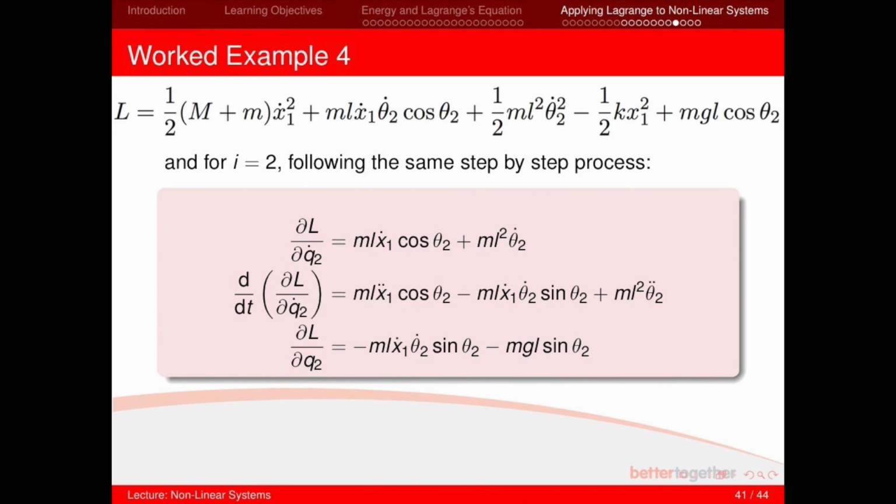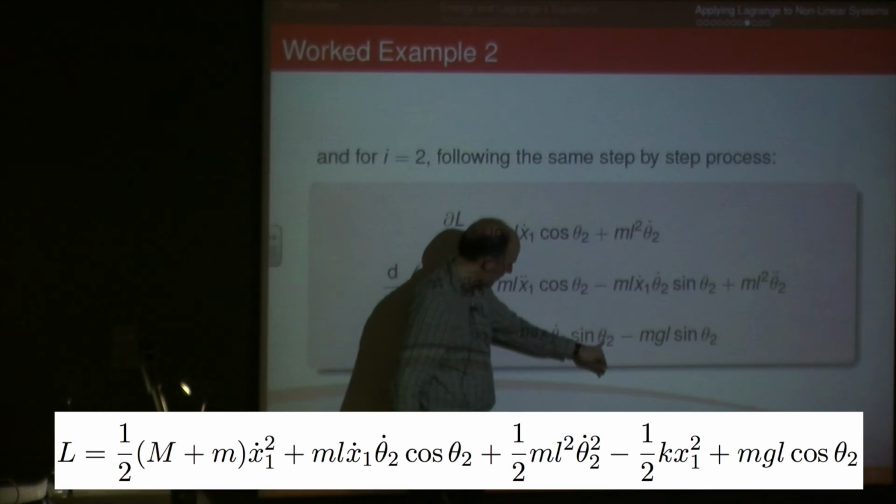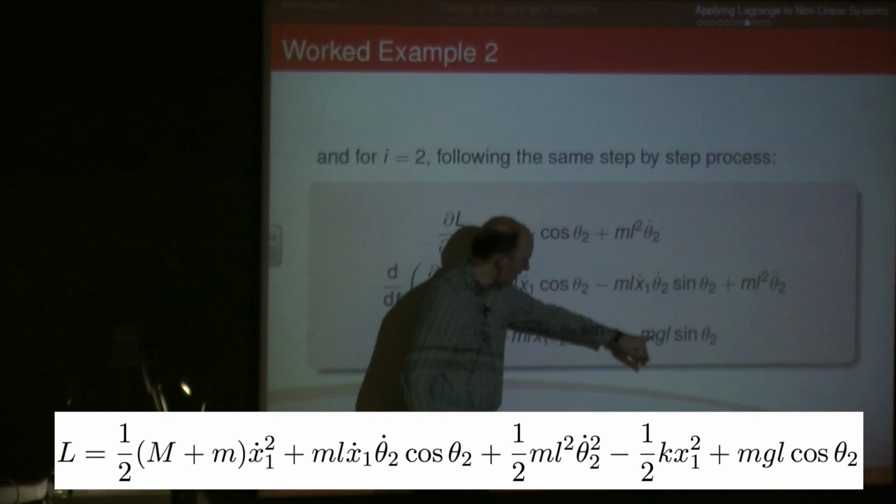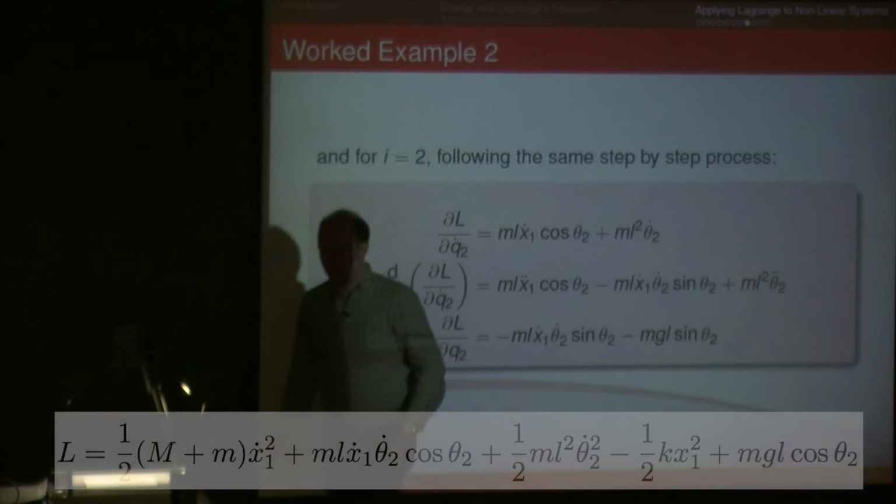And then obviously I take it with respect to theta. Well, that's only the second term and the fifth term in L. So the second term, this turns into minus sine, and this turns into minus sine, because they're both cosine in the equation.